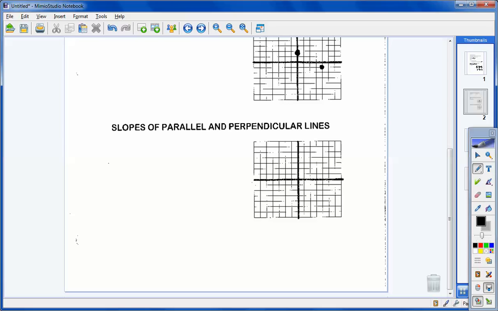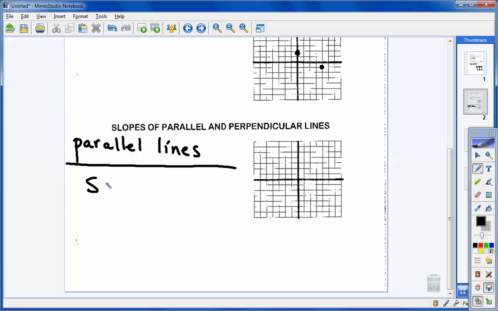So when we start talking about slopes of parallel and perpendicular lines, let's talk about parallel lines first. We just found out up here, two horizontal lines that are parallel to each other on the wall both have the same slope. So if two lines have the same slope, what kind of lines do you have? Okay, so I will say parallel lines have the same slope.